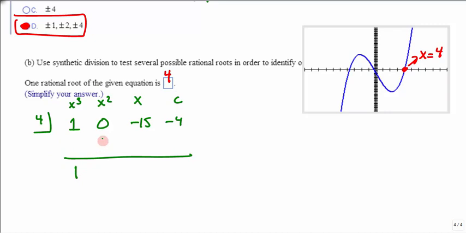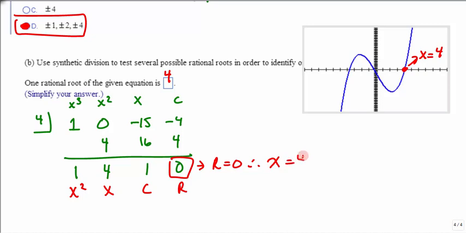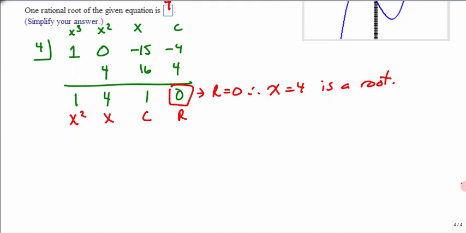So I bring the 1 down, multiply up, add down, multiply up. Negative 15 plus 16 is 1. 4 times 1 is 4. Remainder is 0. So now my powers go down. X cubed becomes x squared becomes x becomes constant, and my remainder is a 0. So remainder equals 0, therefore x equals 4 is a root, or a solution, or a 0. So again, this is what we have going on. We had x cubed minus 15x minus 4 equals 0.